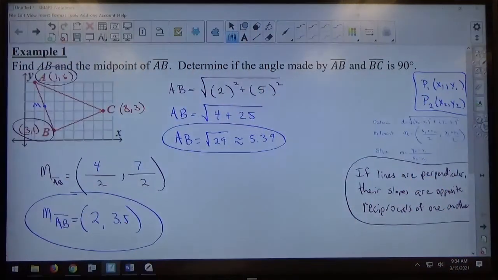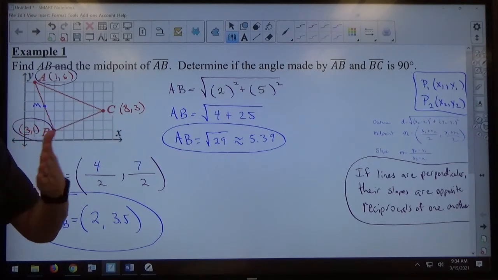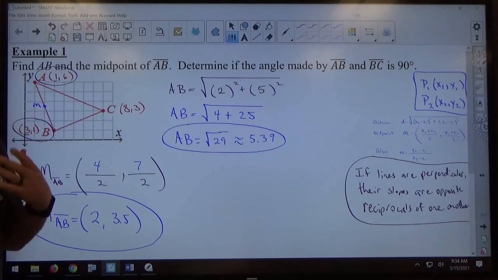If lines are parallel, what's true about parallel line slopes? Anybody remember? If lines are parallel, what's true of their slopes? They're equal. They're the same, right? They're equal to each other. So perpendicular lines, parallel lines, we have the ability to determine that using slopes.